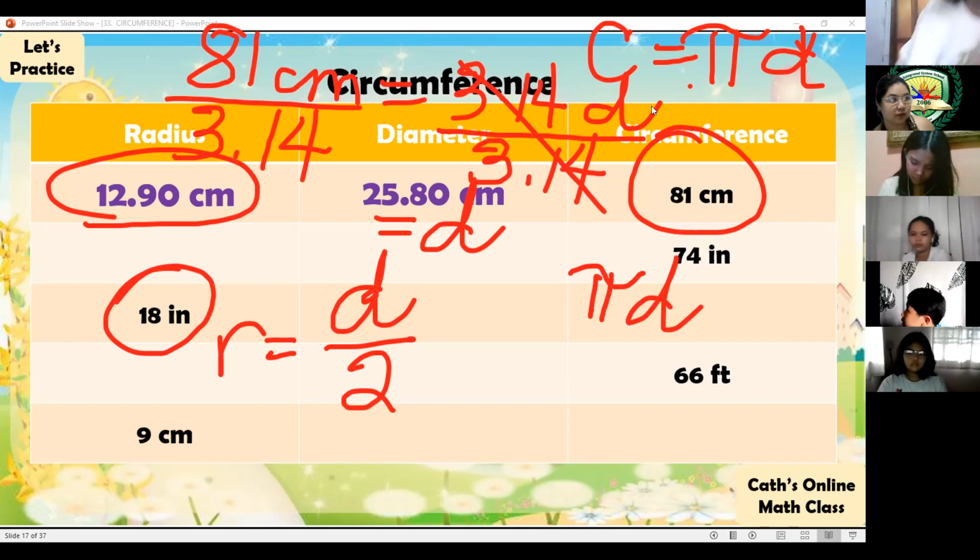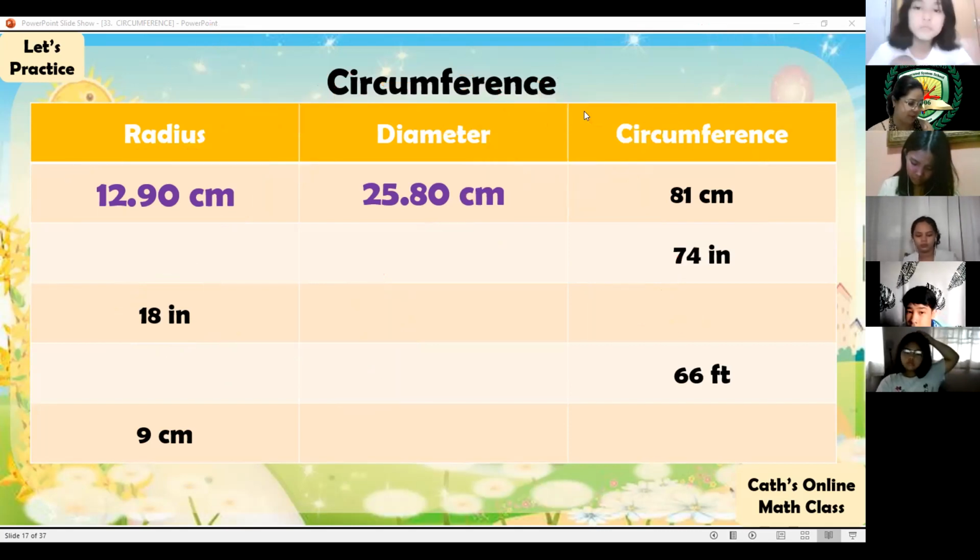Okay. May question pa ba kayo about perimeter of polygons and circumference of a circle? No. So we have 2 topics today. Perimeter and circumference.